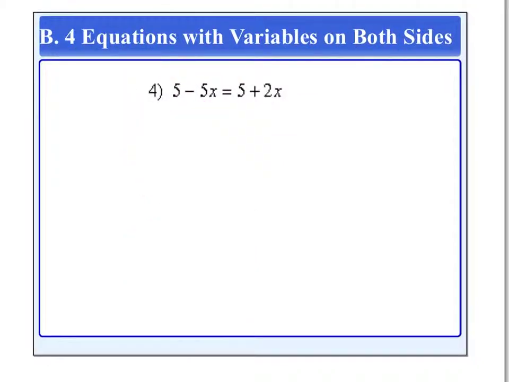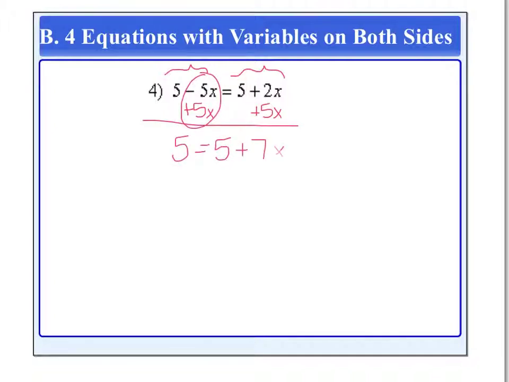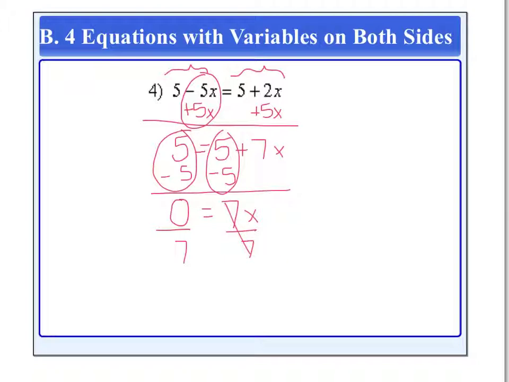Here, as of right now, there's nothing we can combine here, there's nothing we can combine here, so I'm going to work to get my x's all on the same side. I'm going to start by moving these minus 5x's because I don't like to deal with negative numbers, so if I do that, I'm left with 5 equals 5 plus 7x. We'll have to subtract 5 from each side. So we're left with 0 equals 7x. We divide by 7, and x equals 0.